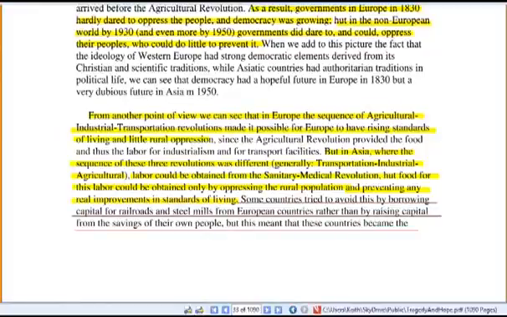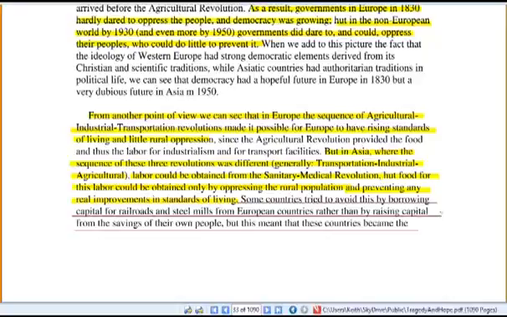made it possible for Europe to have rising standards of living and little rural oppression, since the agricultural revolution provided the food and thus the labor for industrialism and for transport facilities. But in Asia, where the sequence of these three revolutions was different, generally transportation, industrial, agricultural, labor could be obtained from the sanitary medical revolution, but food for this labor could be obtained only by oppressing the rural population and preventing any real improvements in standards of living.